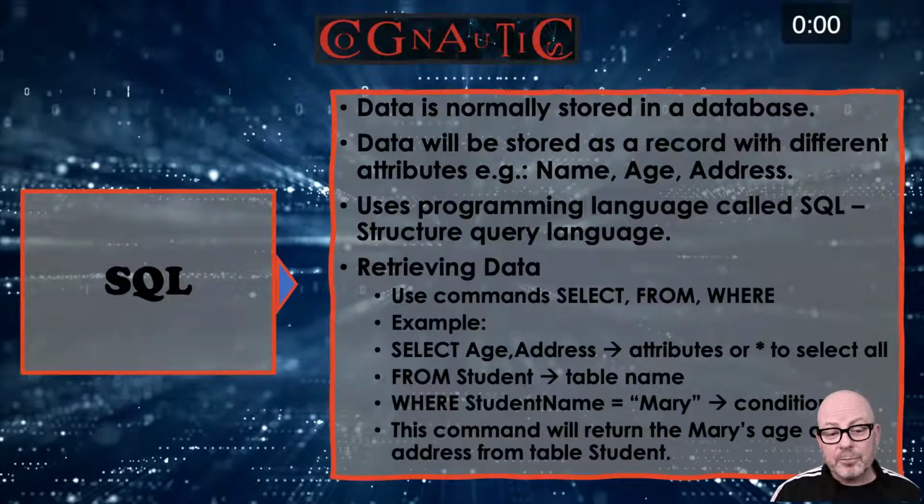And then the last part is the where. That's the condition. So far you've said, look at these attributes in this table where the condition is, the thing you're looking for is Mary. So that would return Mary's age and address.